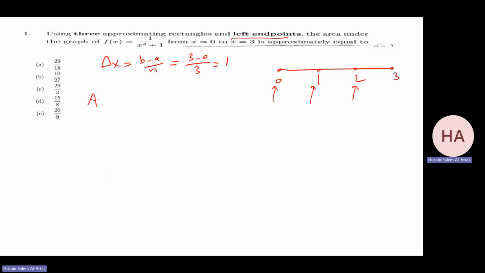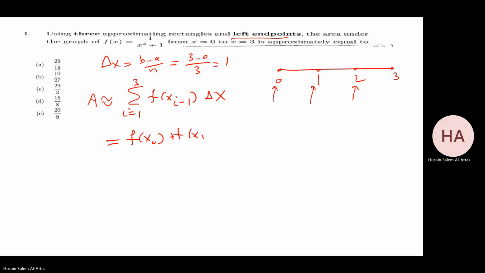Okay, so that's the area approximately. The summation i equals 1 to 3 of f of x_{i-1} delta x. Delta x is 1, so we just ignore it. That will be f of x0 plus f of x1 plus f of x2.